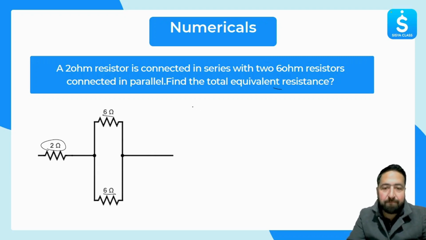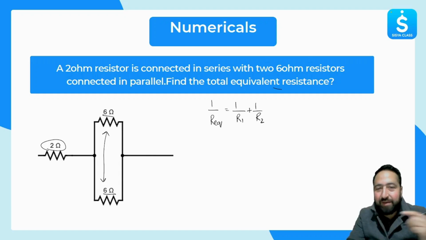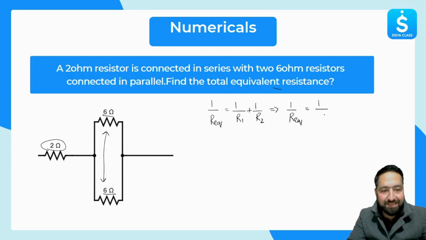Let us see. First of all, let us solve these two because they are connected in parallel. So 1 divided by R equivalent equals 1 divided by R1 plus 1 divided by R2. Do we write 1 divided by R3 here? No, because there are only two resistors connected in parallel. So 1 by R equivalent equals 1 divided by R1, which is 6, plus R2, which is also 6. The LCM comes out to be 6 only, and on top it's 1 plus 1, so it will be 2 divided by 6.